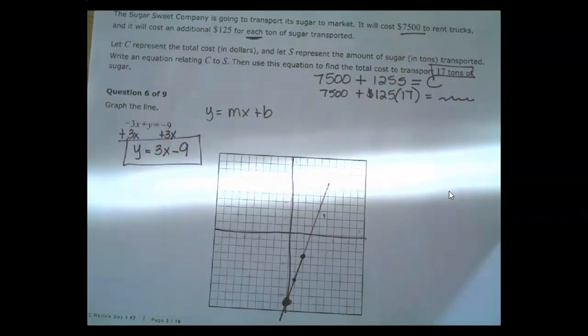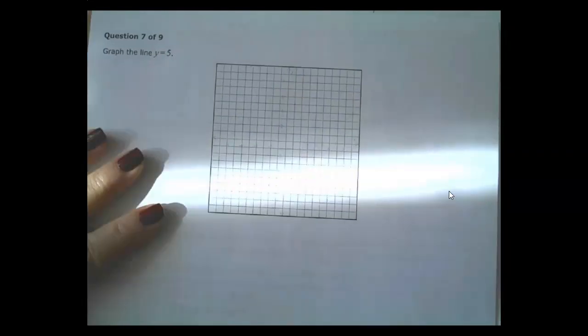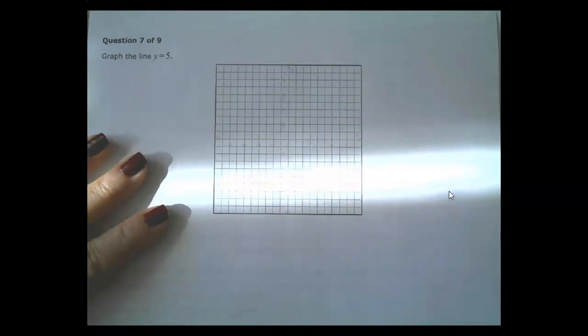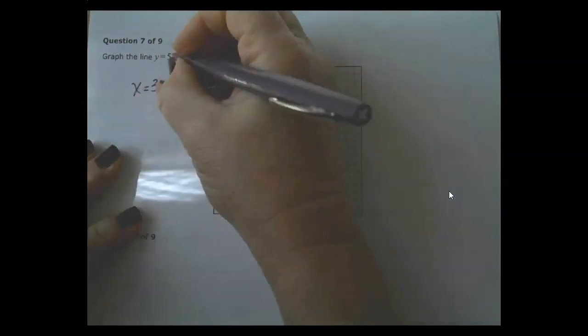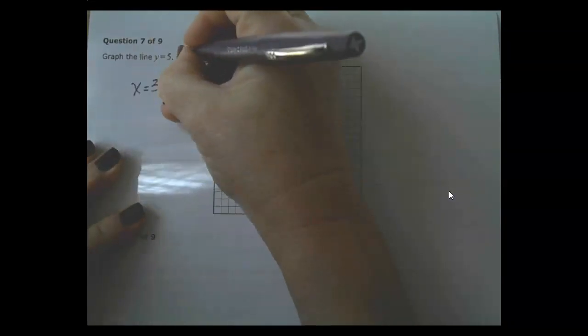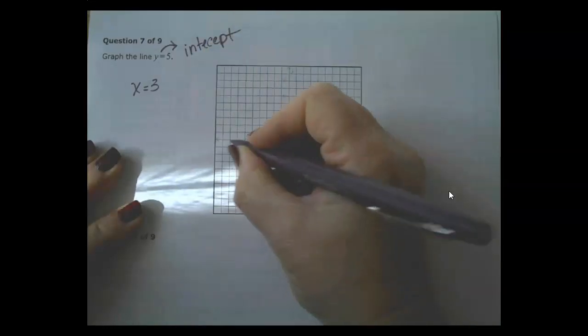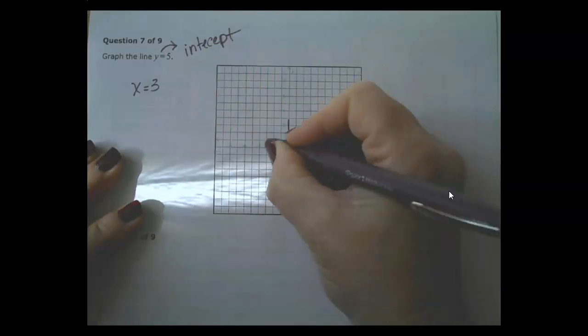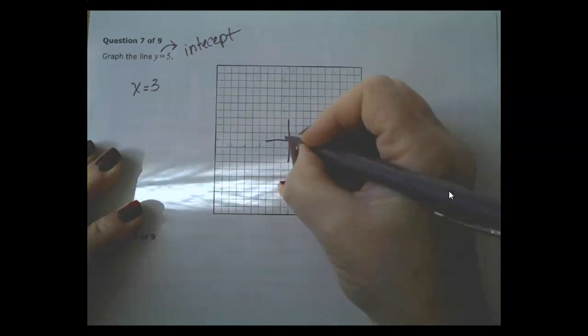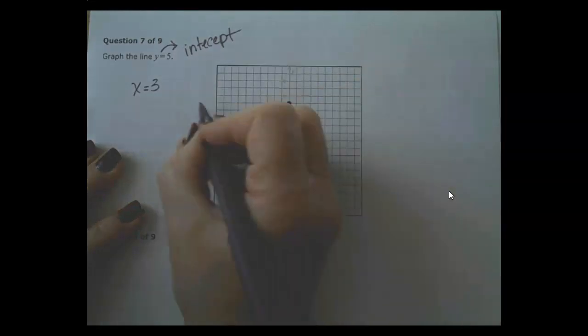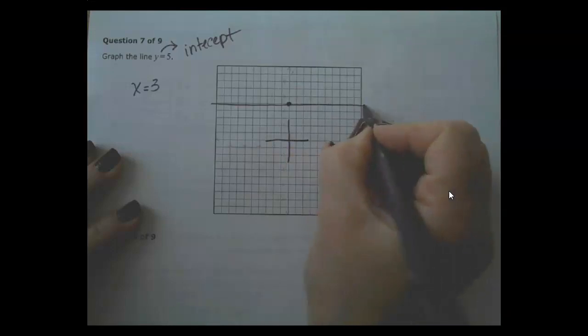Since this is equal, it is a solid line. No shading involved in this one. All right, so what's next? Anytime we have to graph a y equals, this is the y-intercept. So the y-intercept, we know what that is. So here's my x and y. My y-intercept is 5, which is up here, and this line's going to go across like so.